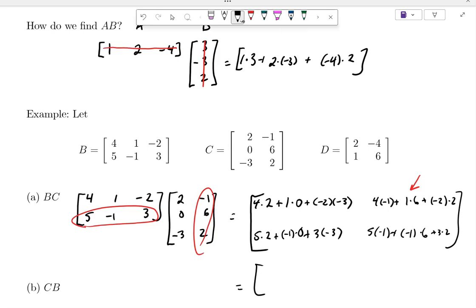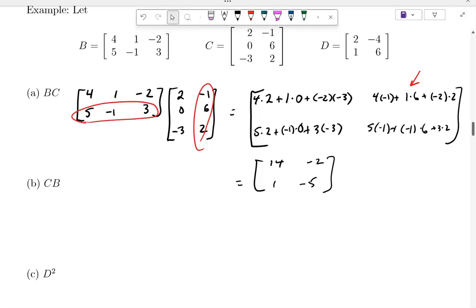Now, if we simplify, we get 8 plus 0 plus 6 gives us 14. Negative 4 plus 6 is positive 2. Minus 4 gives me a negative 2. 10 minus 9 is 1. Negative 11 plus 6 is a negative 5. Questions on that? Okay? Let's do the next one.